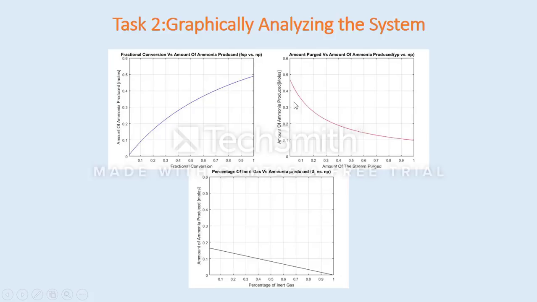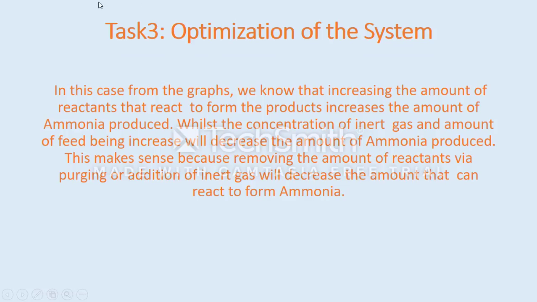Then we have finally XI. XI represents the fraction of inert gas in the feed stream, which means the higher it is, the less nitrogen and hydrogen there is in the feed stream, which essentially means there's less ammonia being produced. So that's for task three. This is just a nice way of wrapping it up into one paragraph of what I just went through and explaining the graphs. So for the sake of time, let's move forward to task four.